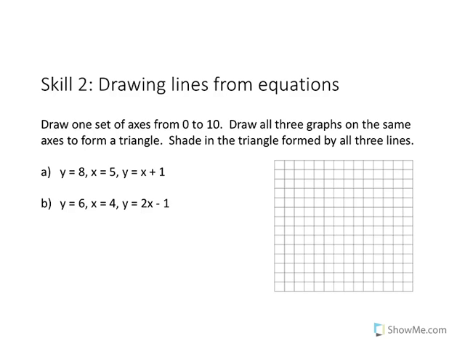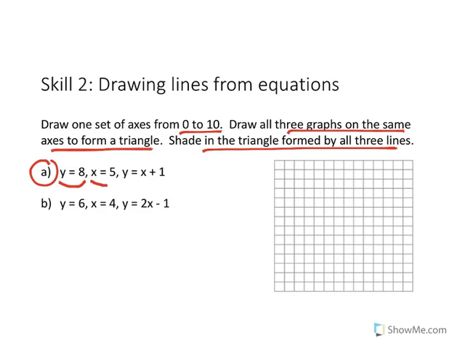Okay, so drawing lines from equations. Draw one set of axes from 0 to 10. Draw all 3 graphs on the same axes to form a triangle. Shade in the triangle formed by the 3 lines. Okay, so if we do example A, there's 3 equations. y equals 8, x equals 5, and y equals x plus 1.